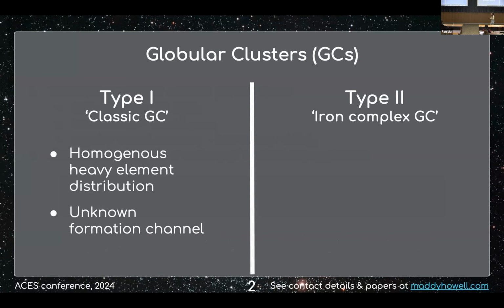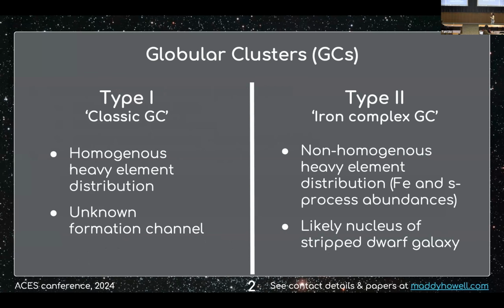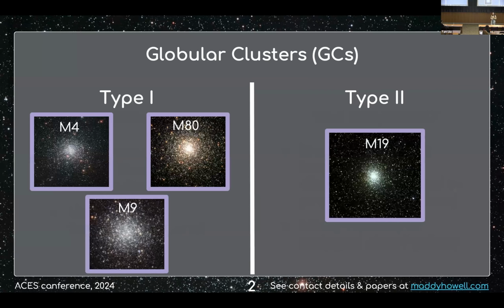We also have this second type, which are also referred to as iron complex, and that's because they have non-homogeneous heavy element distribution. So we see a variation in iron and s-process abundances. There is a strong theory for how type 2 globular clusters formed, and it is that they are the likely leftover nucleus of stripped dwarf galaxies. Within my PhD, I have studied 4 globular clusters. 3 of them were type 1, your classic globular cluster, and 1 was a type 2.